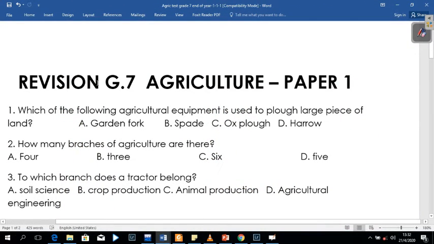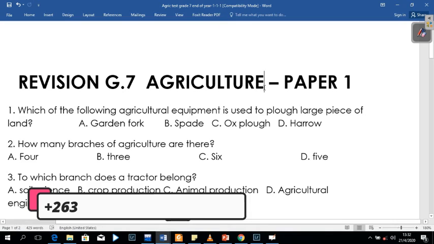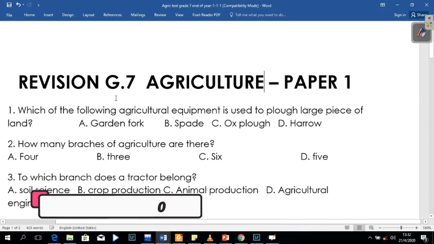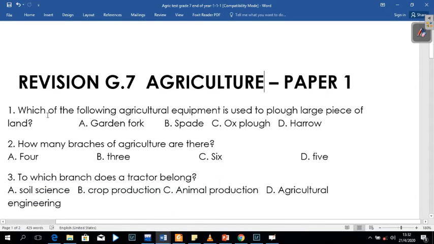Today we are doing revision. We are looking at agriculture. This is specifically for grade 7 and grade 6 or even grade 5. They can all participate in this tutorial. So this is paper 1 and we are going to do about 25 of these questions together, so we'll be revising together. Right, so let's start.